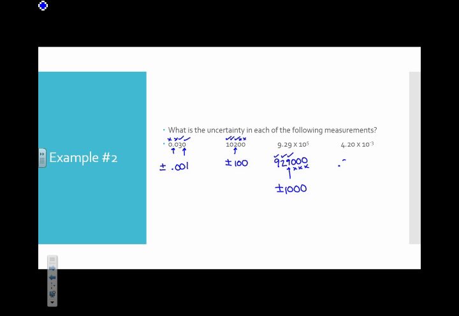Similar idea over here. I have to write it out, keeping the same number of significant figures. So I have this 0 here, so I keep that 0 when I write it out. And that 0 is also my last significant figure. So my uncertainty is 0.000, plop a 1 into the decimal place where my last significant figure is.